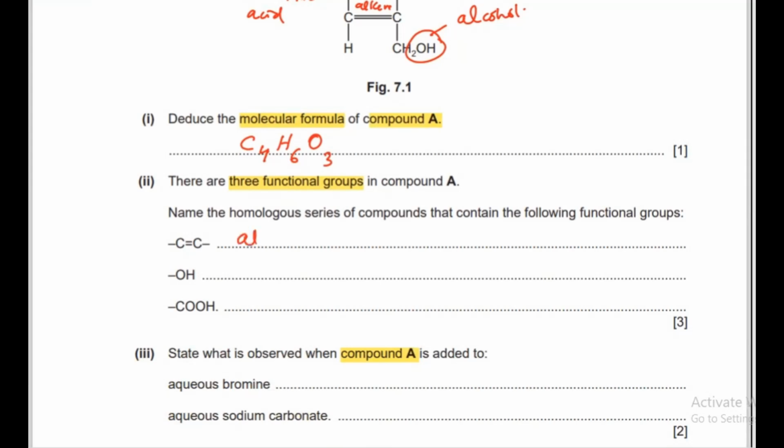Name the homologous series of compounds that contain the following functional groups. C double bond C is alkene. OH represents the alcohol and COOH represents carboxylic acid.